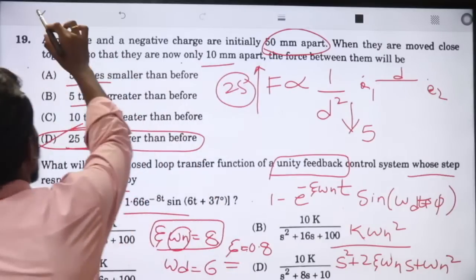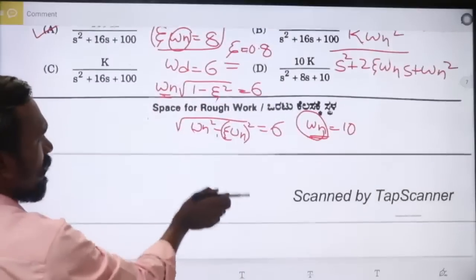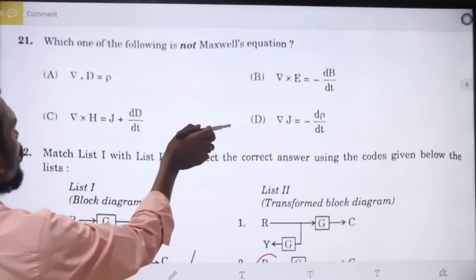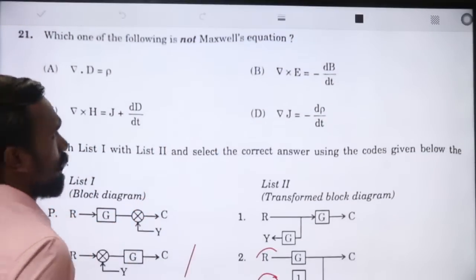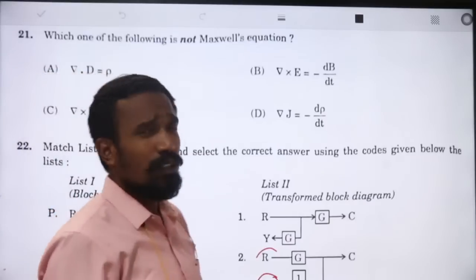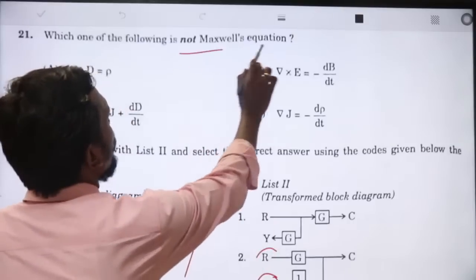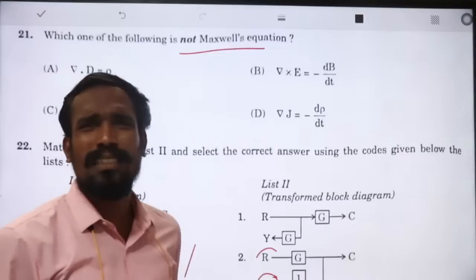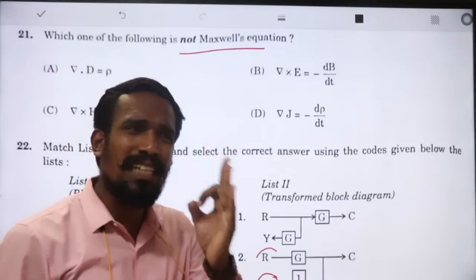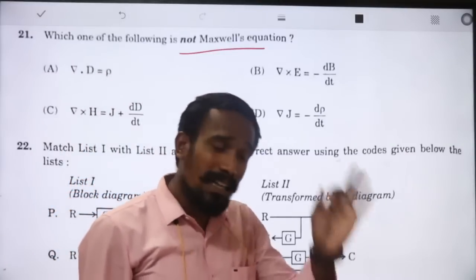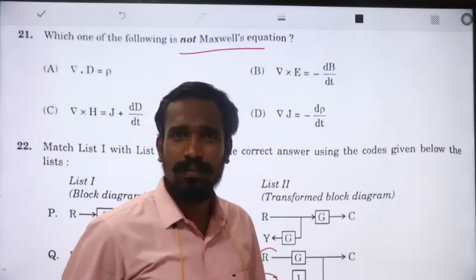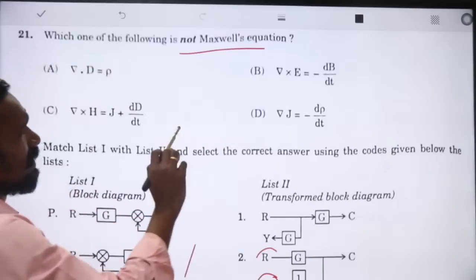Next one, the 19th question is already given. This is also from EMF, electromagnetic fields. Which of the following is not the correct answer? Wherever you go, for electrical people, Maxwell equations is the question. 100% they will ask you questions. Even our sir has given you. So which of the following is the wrong answer?